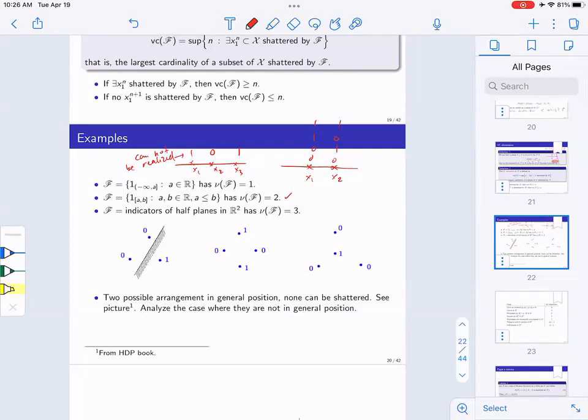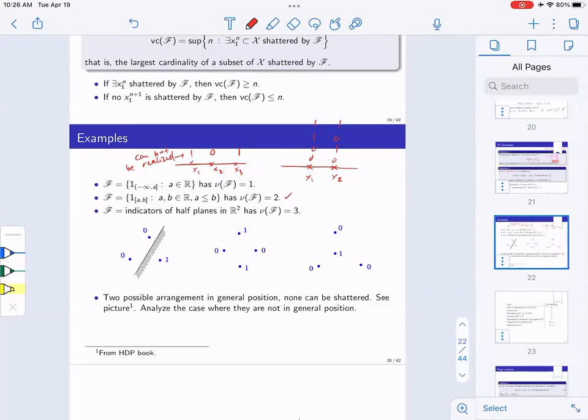Okay, another example is the set of all indicators of half planes in R2. This has VC dimension 3. If you pick 3 points, I can find a half plane that separates them. Let's say to one side it's 1, to the other side it's 0. You can also do this. You can pick both of these to be like 0 and 1. So basically you can pick any subset, right? I can set all of them or none of them. So I can separate every possible combination that you can imagine.